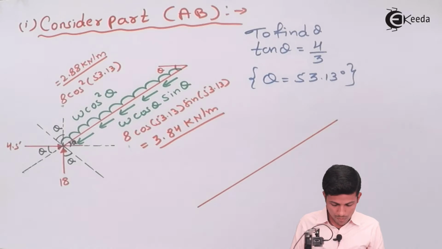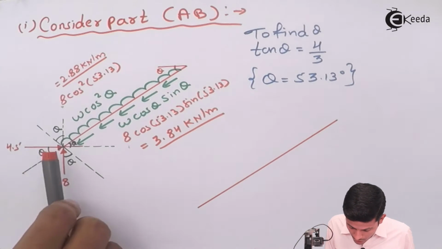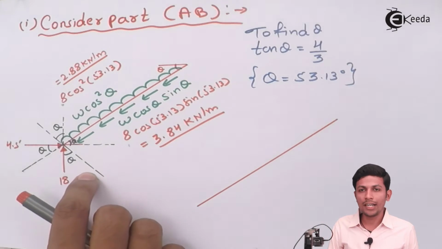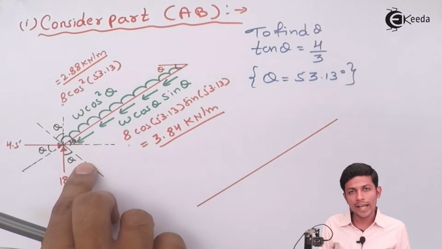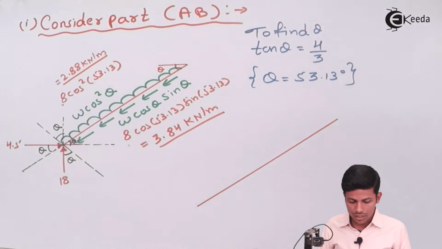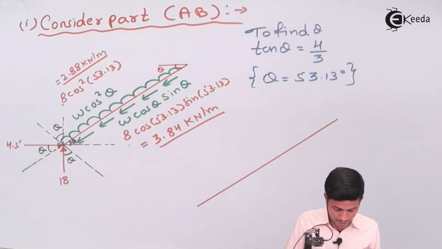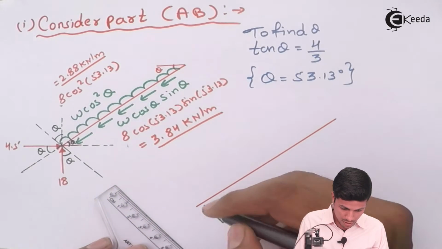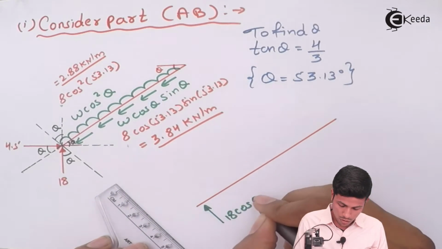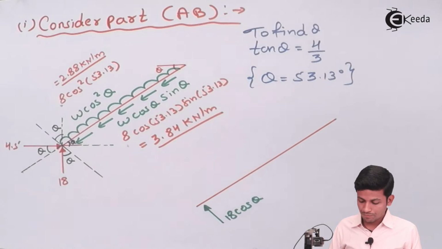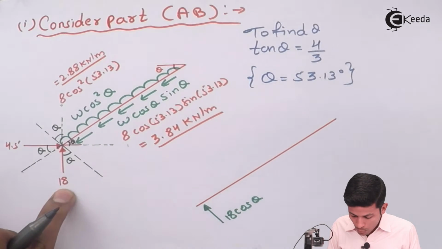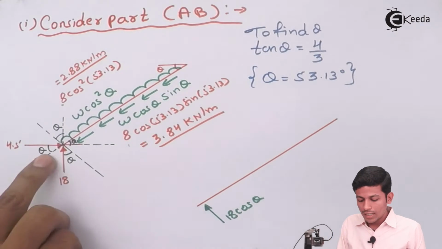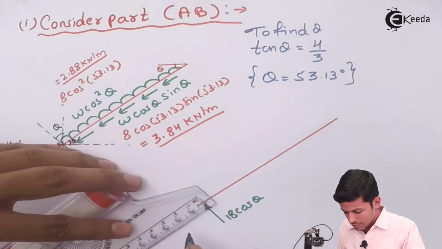Now see, when this 18 comes over here, this value will come as 18 cos theta, because it is with respect to theta, so that's why it's cos theta. So see how it will come: 18 cos theta. Okay, now see, when this 18 comes over here, there is no theta, that's why 18 sine theta. It's like this.